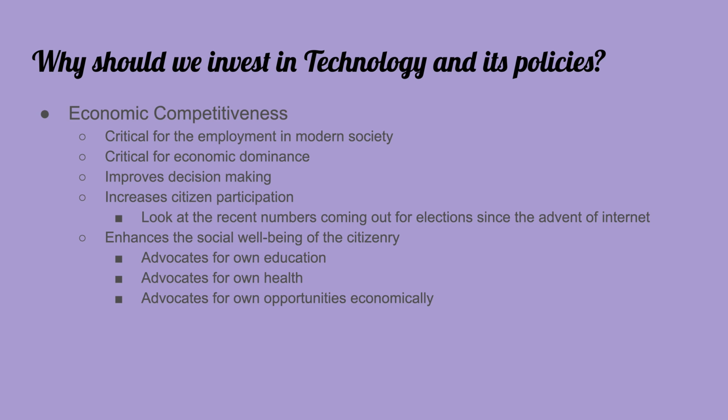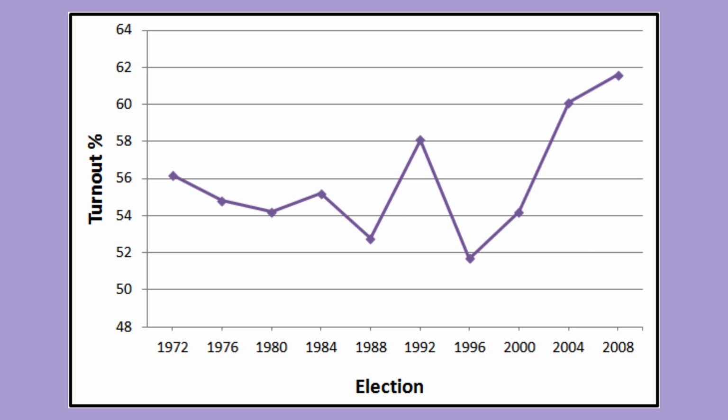As far as advocating for your own health, it's allowed people to search symptoms, and sometimes that can be bad. Dr. Google's not always the best, but it does allow you to see if there are other health care opportunities out there. So if you look at this chart, you can see that voter turnout since the advent of the internet, which was in the 80s, has steadily increased, with the exception of 1996. I'm not sure why it so drastically reduced in 1996, but at an all-time high in 2008, because citizens can get information that they need about the candidates.